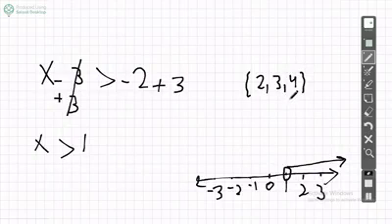So how can I check my answer if it is right or wrong? By replacing x with 2. So 2 minus 3 is equal to -1, and is -1 greater than -2? It's right. So 2 is right. What about the 3? Put the 3 instead of x here. 3 minus 3 is equal to 0, and 0 is greater than -2. Yes, it's right. And also we can use 4. 4 minus 3 is equal to 1, and 1 is greater than -2. It's right. Okay. Let's take another example.